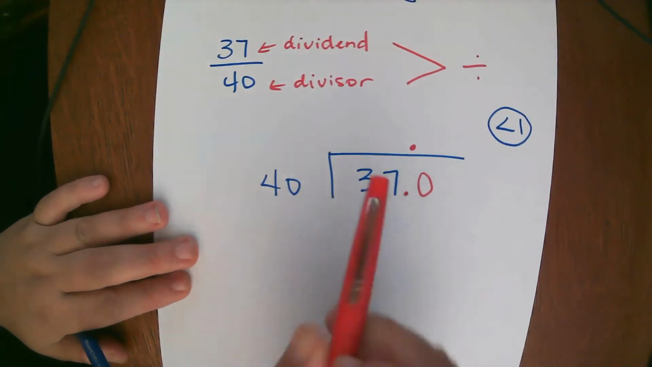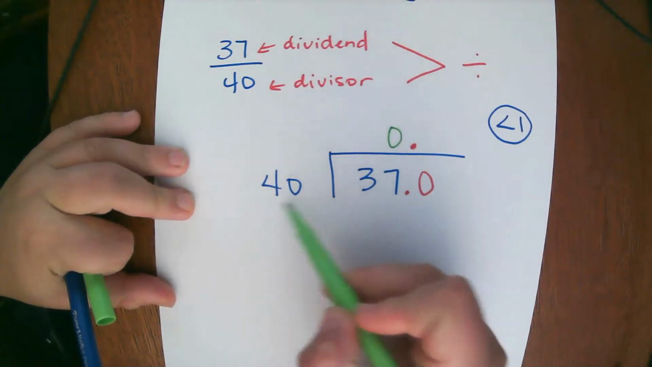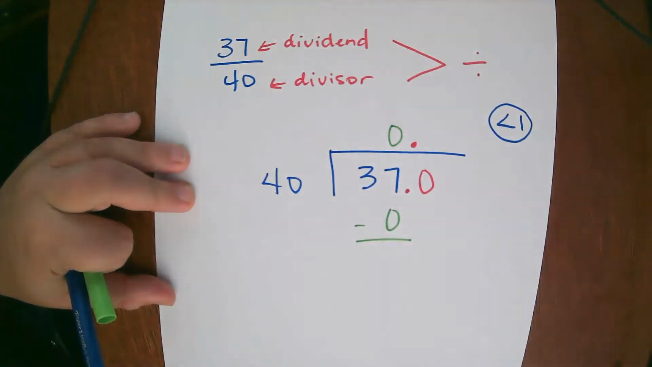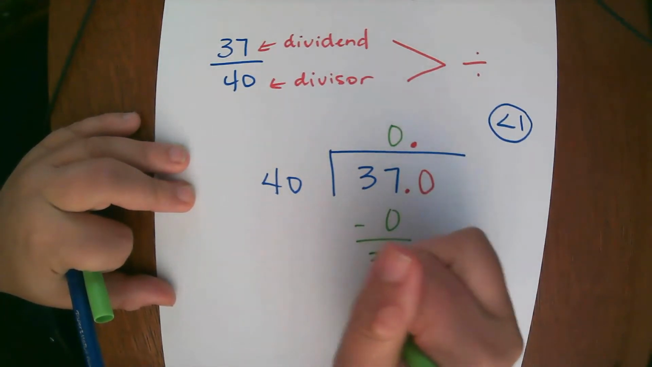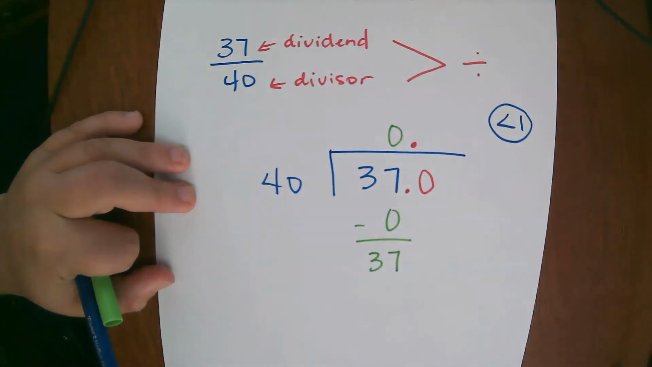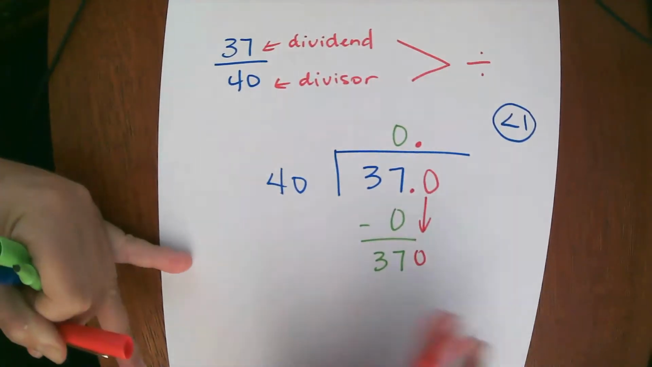How many times does 40 go into 37? Can it go into 37? It cannot. So that's going to be a 0. 40 times 0 is 0. Subtract. We're left with 37 again, right? Okay. And then we're going to bring that 0 down.